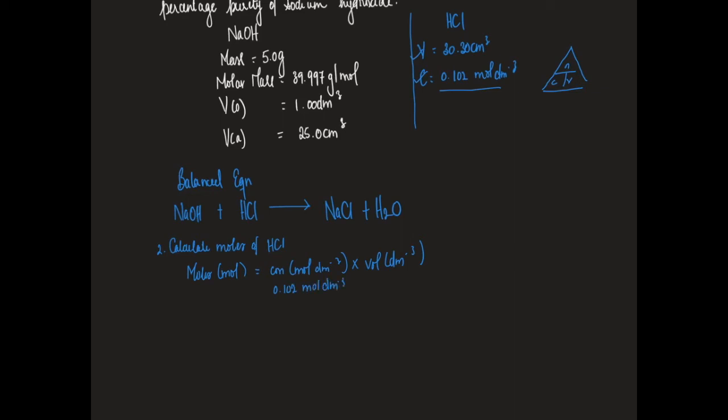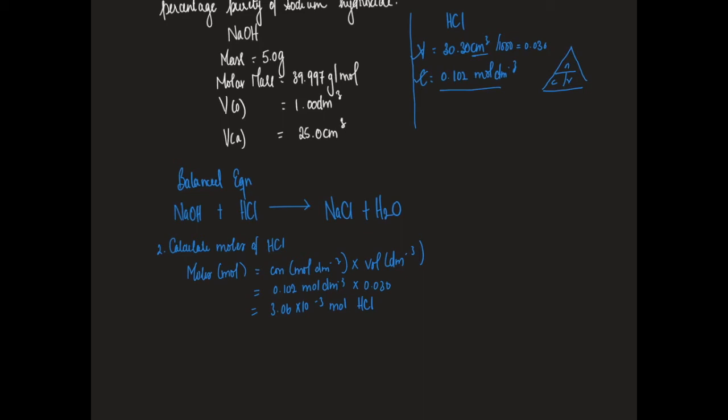And since they're asking for the volume in cubic decimeter and we have it here in cubic centimeters, we're going to divide by 1,000 to get the value in cubic decimeters. So the mole of hydrochloric acid is 3.0 by 10 to the negative 3.